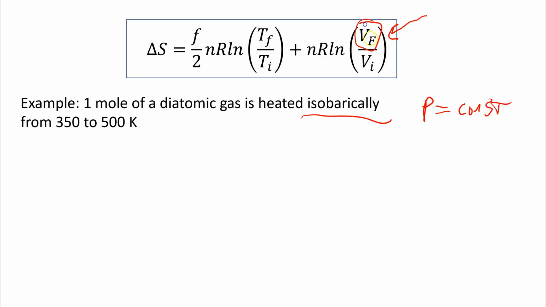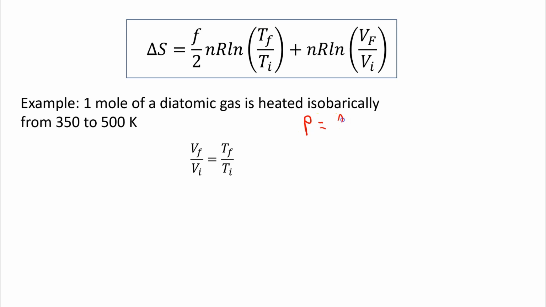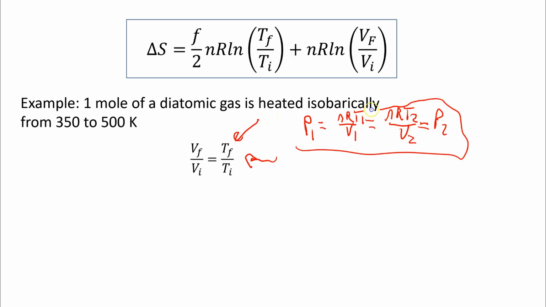The problem is I don't know V final and V initial. But I do know that it's an ideal gas. And for an isobaric process, V final over V initial equals T final over T initial. Just to convince you of that, P in general is nRT over V. But P1 equals P2, so this is nRT2 over V2. I write ones over here, and voila, you get that relationship. Very straightforward. I don't suggest you should memorize stuff like this. I suggest you memorize the ideal gas law and then know what isobaric means instead.